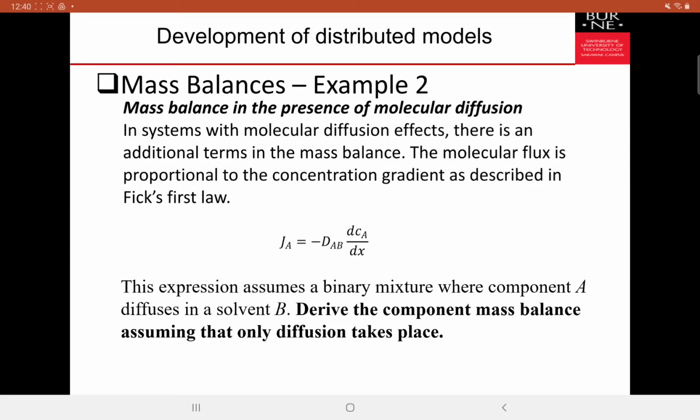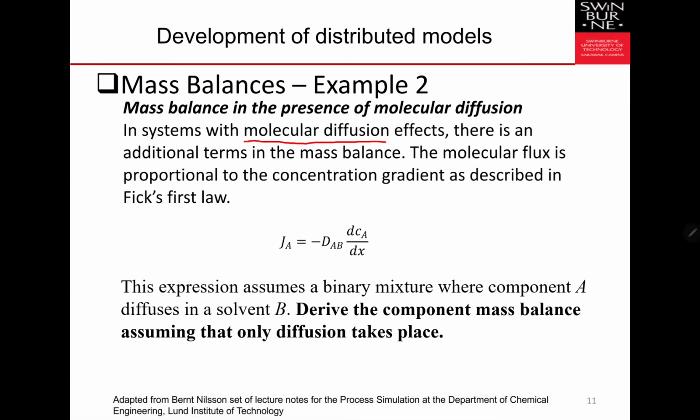In this second part of the week 7 online recording video for the process modeling unit, we'll move into the next example: mass balance in the presence of molecular diffusion. In systems with molecular diffusion effects, there is an additional term in the mass balance, where the molecular flux can be expressed as proportional to the concentration gradient, as expressed in this equation.